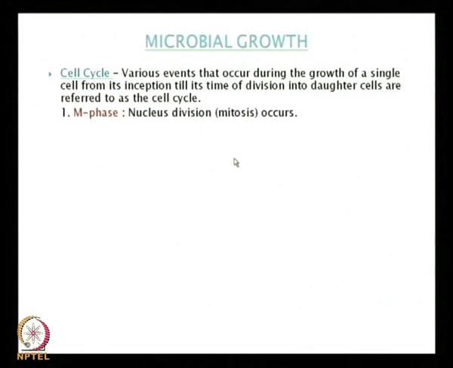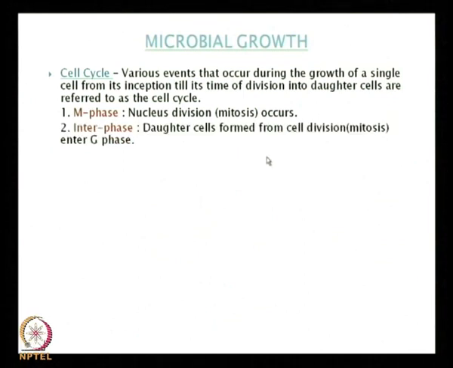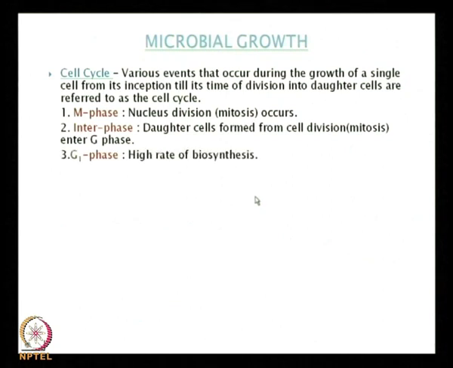Okay, why is it called M phase? Because this is where nuclear cell division or mitosis occurs, and that's why it's called M phase. So, this is when the mitosis occurs. Next is interphase. So, after mitosis occurs, the daughter cells are formed from cell division, that is mitosis, and so two daughter cells are formed, and the cells enter into G phase or the growth phase. So, you start with the M phase or the mitosis phase, then you go to what is known as the interphase, which is the phase between the M phase and the growth phase or the G phase. Then after the interphase you move on to what is known as the G phase.